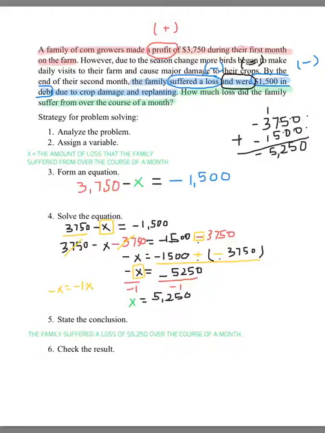So now that we have the value for x, let us go ahead and check our solution. When checking the result, remember we always start off with the original equation found in step 3. So we'll have 3,750 minus x is equal to negative 1,500. However, we now know the value of x. We're going to substitute that in. 3,750 minus x, which we found to be 5,250, is equal to negative 1,500.